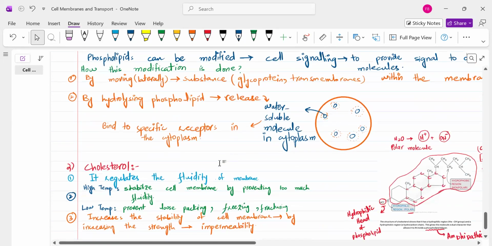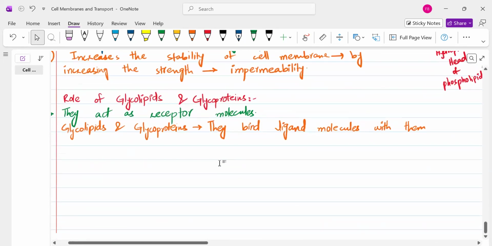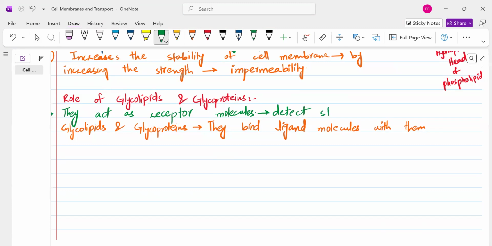Now, we were discussing the role of glycolipid and glycoprotein. I have written that the glycolipid and the glycoprotein act as receptor molecules. Now, what is a receptor molecule? It will detect a signal, a stimulus. That is also known as a signaling molecule. So the glycolipid and glycoproteins are known as signaling molecules, and they bind ligand molecules with them.